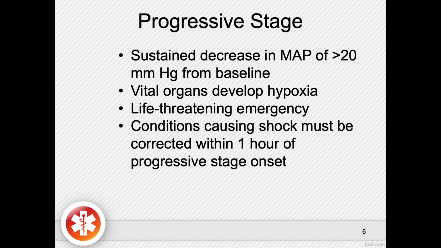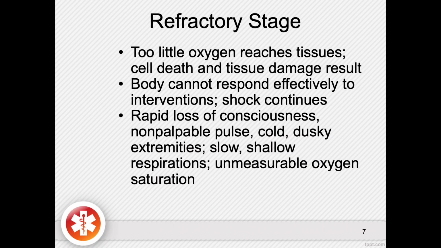If left unaddressed, the shock will move to the refractory stage, in which too little oxygen reaches the tissue and cell death and tissue damage result. The body cannot respond effectively to these interventions, and the shock continues. This leads to a rapid loss of consciousness, non-palpable pulses, cold, dusky extremities, slow, shallow respirations, and unmeasurable oxygen saturations.